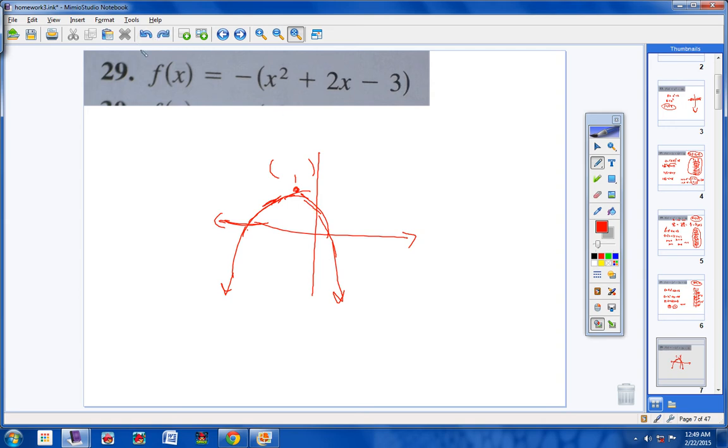Hit enter. Then it says guess, and I hit enter, and it's giving me this for the vertex: negative 1, positive 4. So there's the vertex. Now we have to find the zeros.